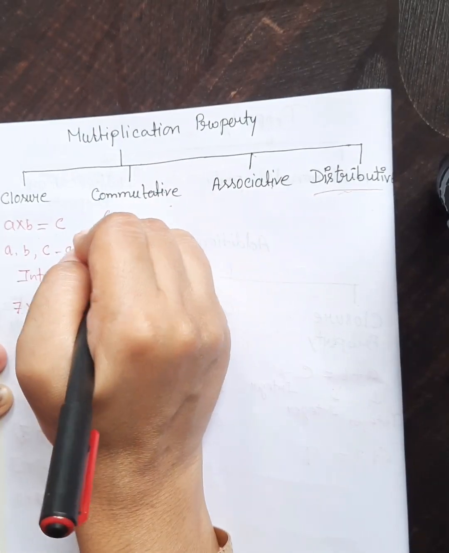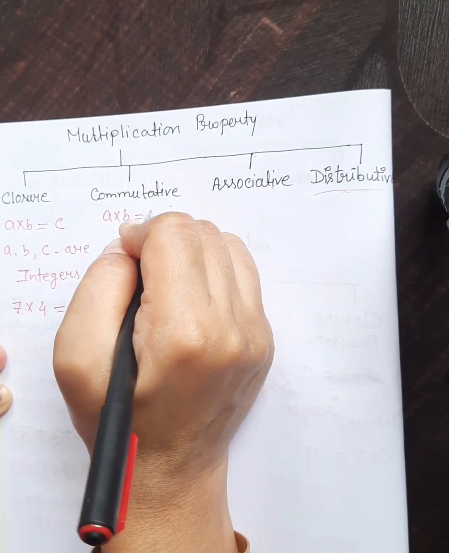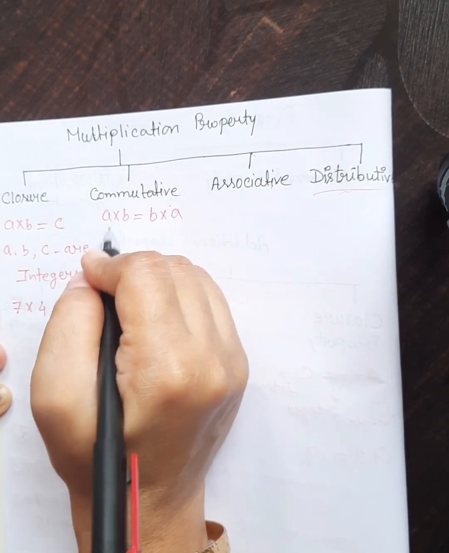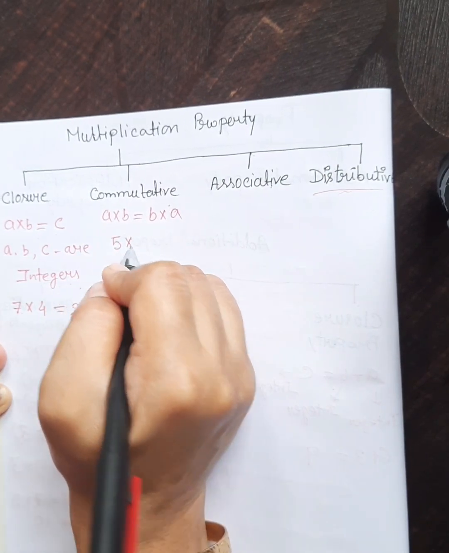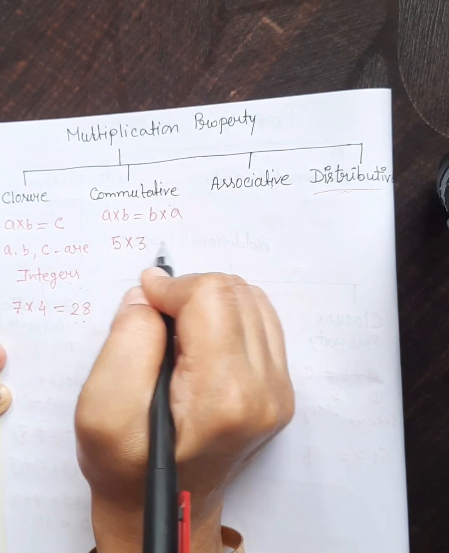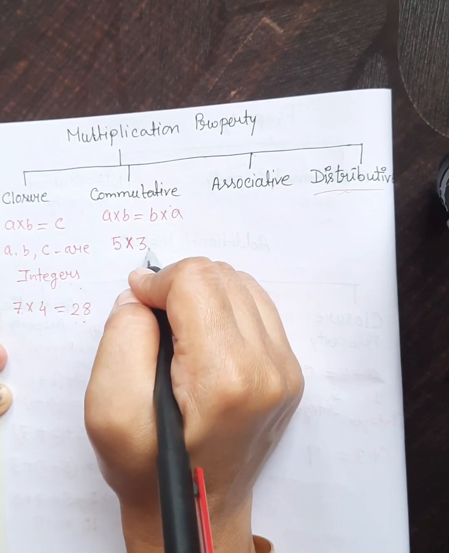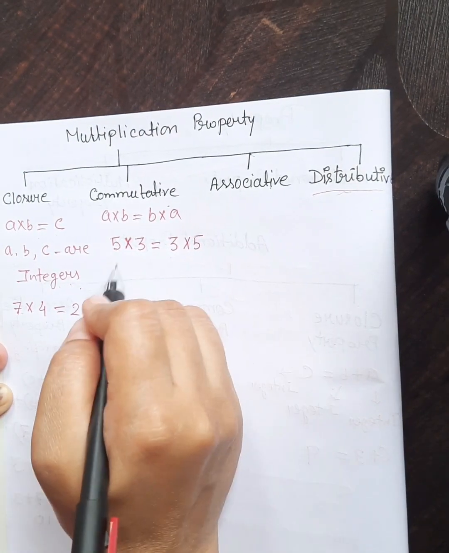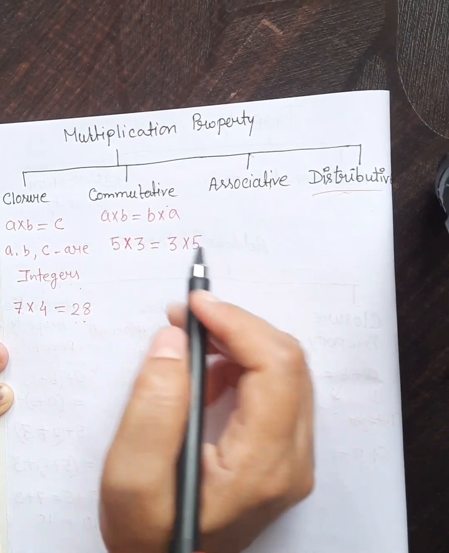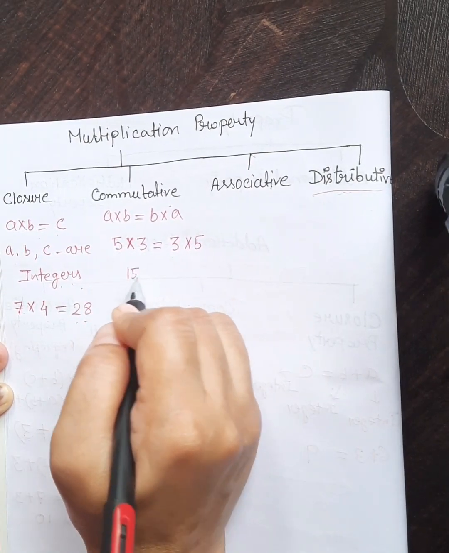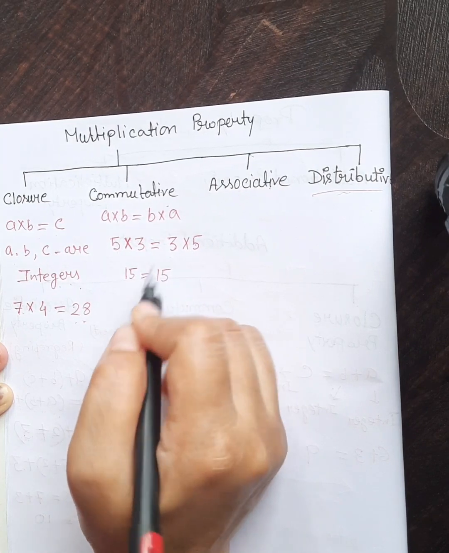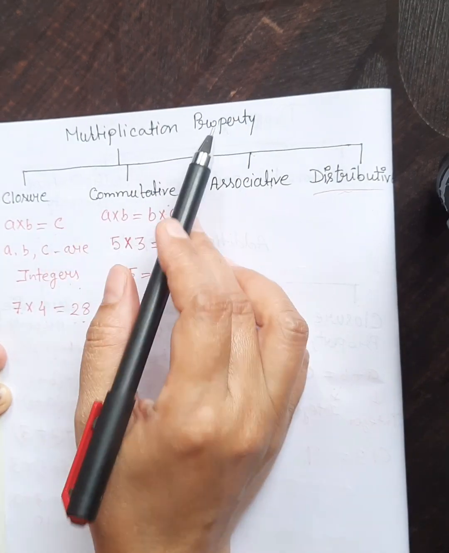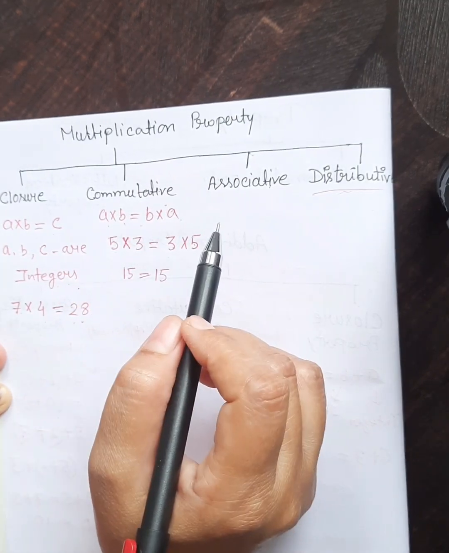Commutative, same. A into B equals, we can write B into A, where A, B are integers. For example, 5 into 3, 5 multiply 3 equals, we can write 3 into 5. Let's check whether this property is satisfied or not. 5 into 3, 15. 3 into 5, 15 we can get. So this commutative property is satisfied. What is the commutative property of multiplication? A into B equals B into A.